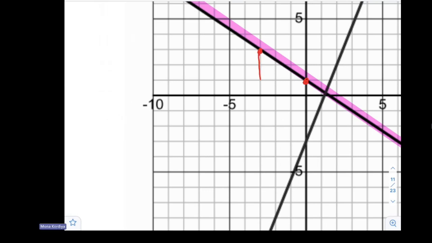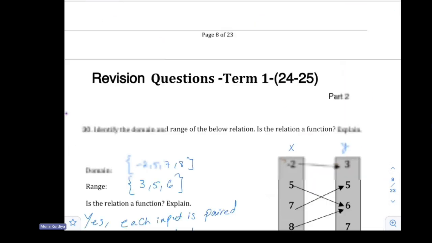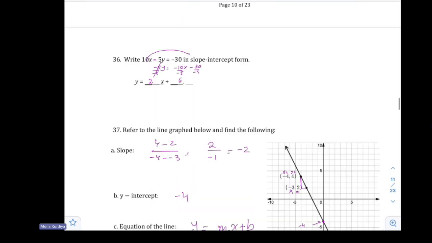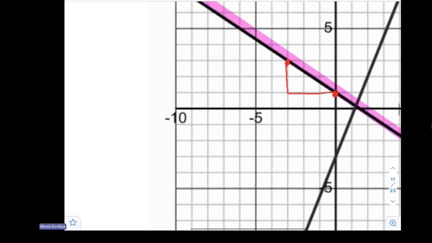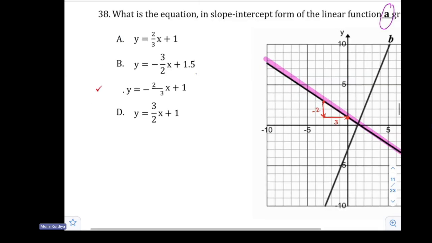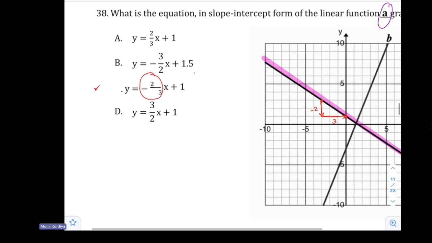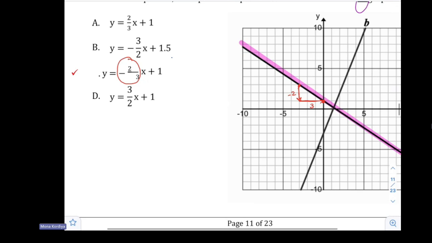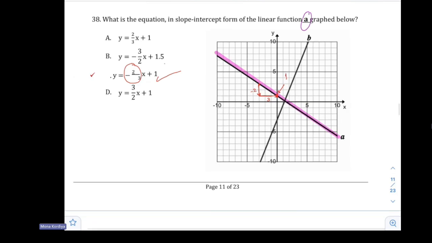You can find it using rise over run, or you can simply find the coordinates of each point. The rise over run here: it's going down 2, it's going to the right 3, so it's negative 2 over 3. This is the only one with slope negative 2 over 3, so we can stop here. But if we have another choice with negative 2 over 3, we can compare it with the y-intercept, which in our case here is 1. So yes, this is the equation that we have here.